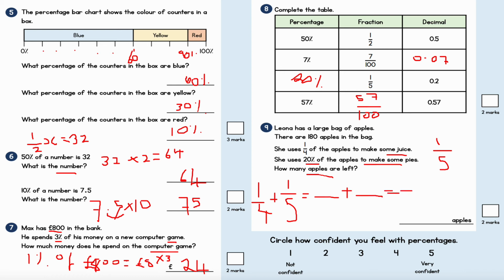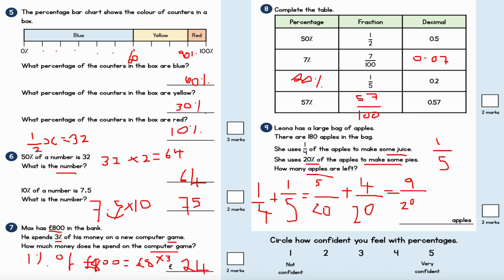Okay, so adding fractions, I've got to find the common denominator. So 4 times 5 is 20, so out of 20. Now 1/4 is equivalent to 5/20, times top and bottom by 5 for the quarter fraction, and 1/5 is equal to 4/20 as a fraction, times top and bottom by 4 for that fraction. 5/20 add 4/20 is 9/20. So 9/20 have been used.